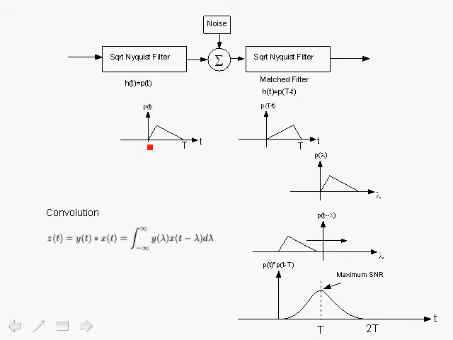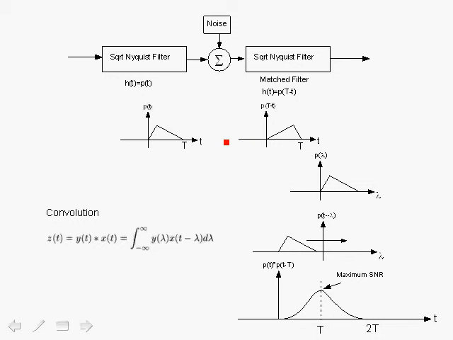So if p sub t has this pulse shape shown over here, duration t, where t is a symbol time, then the match filter p sub capital T minus t, first of all, because of the minus t, will have the mirror image shown over here. So we would have the mirror image here, but delayed by t, so it's shifted by t, as shown over here. So this is the impulse response of the match filter to the transmit filter.